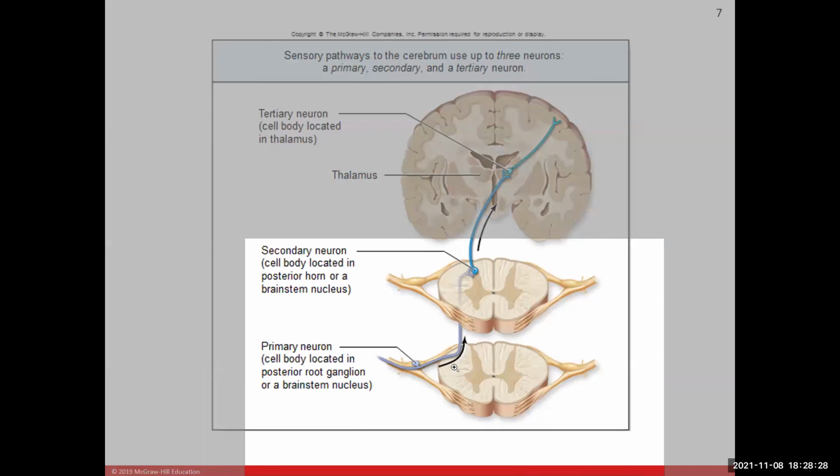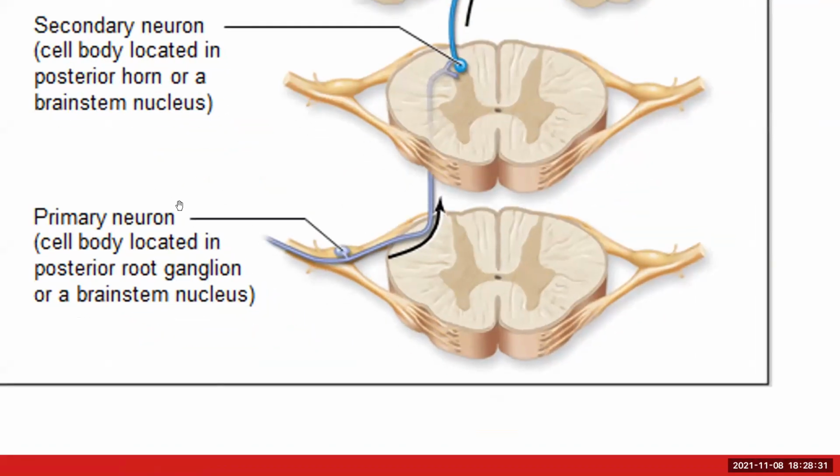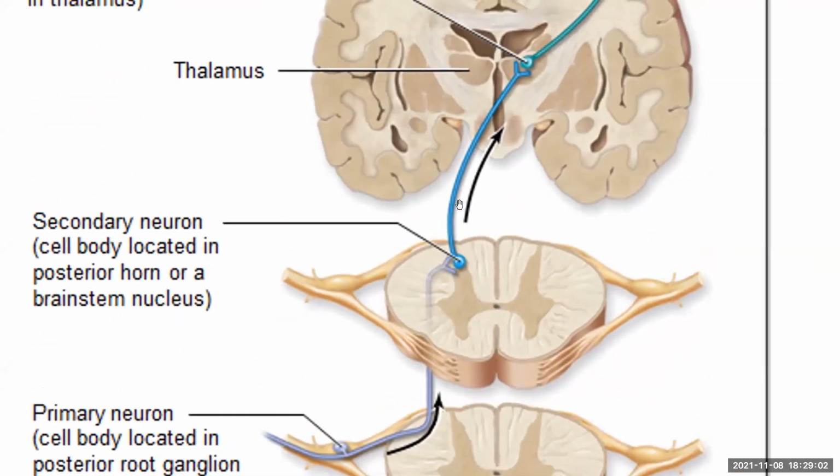So we're going to start off with our primary neuron, and the receptor is somewhere here in the periphery: your fingertip, your knee, your toe, whatever. So it's going to get that sensory information and transmit it along the peripheral ending here. Here's our cell body in our posterior root ganglion. It'll then enter into the spinal cord. Since it's sensory information, it's going to enter through the posterior root here. It enters into the spinal cord, and then it's going to synapse onto our secondary neuron.